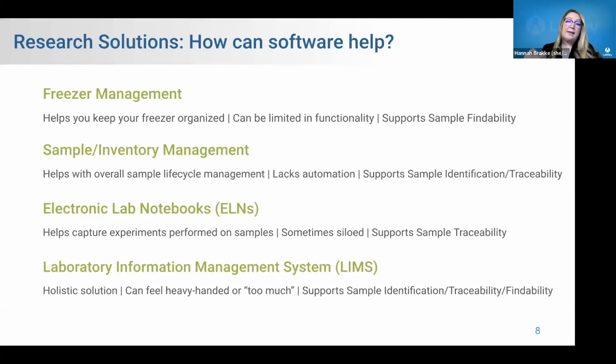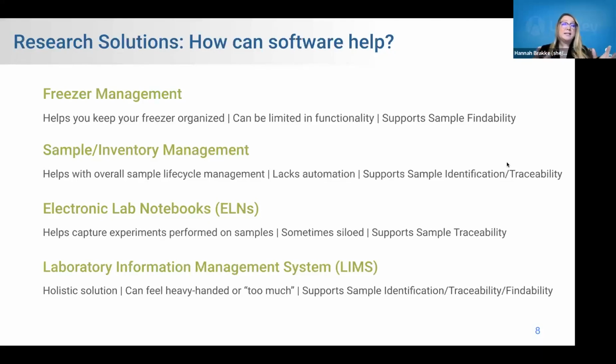And then lastly, I think this one is probably the most familiar for most of us: a full-blown LIMS, or laboratory information management system. These generally are very holistic solutions. They'll almost always have some components of the top 3 here. But they really can feel quite heavy-handed or too much for some labs, especially labs coming from spreadsheets going into this.